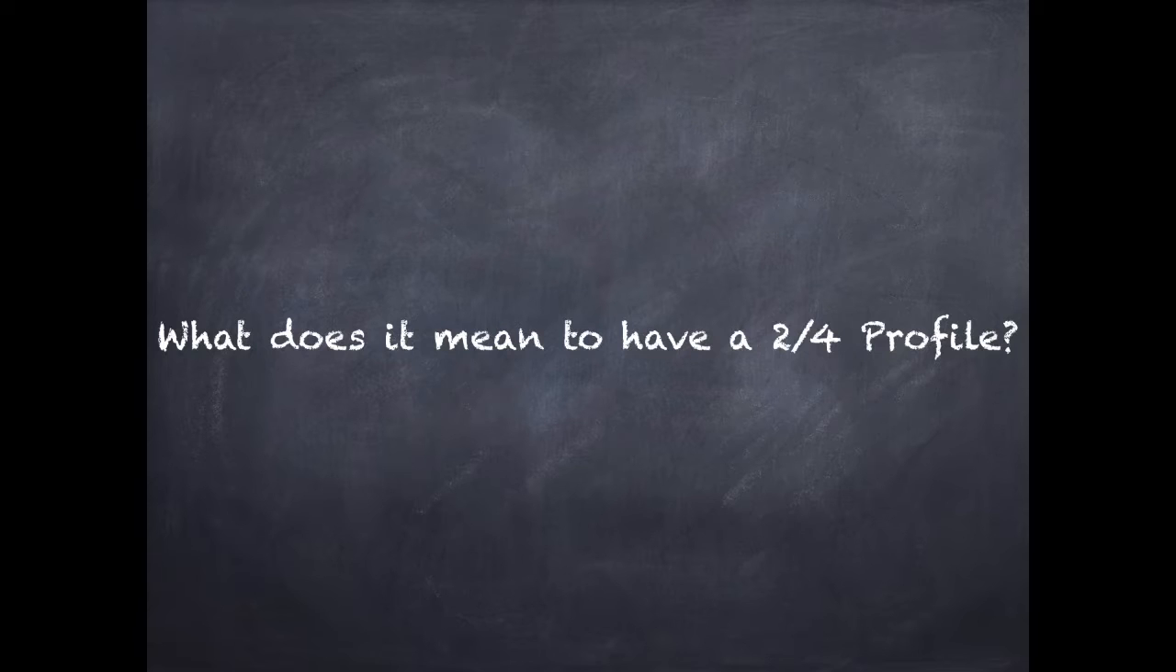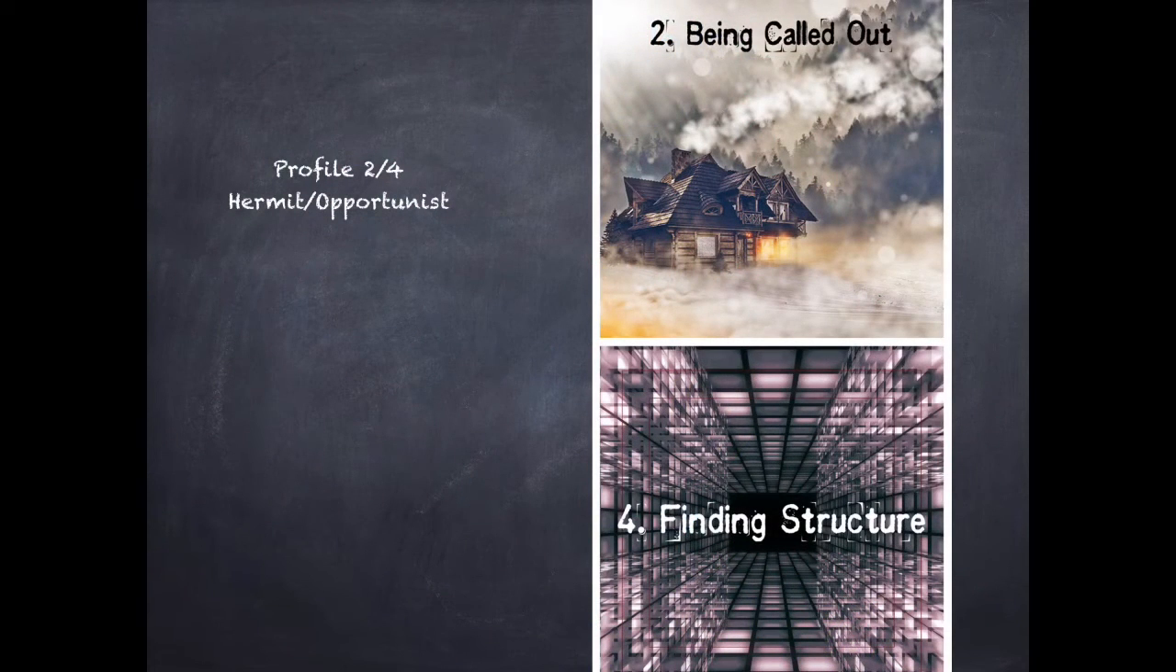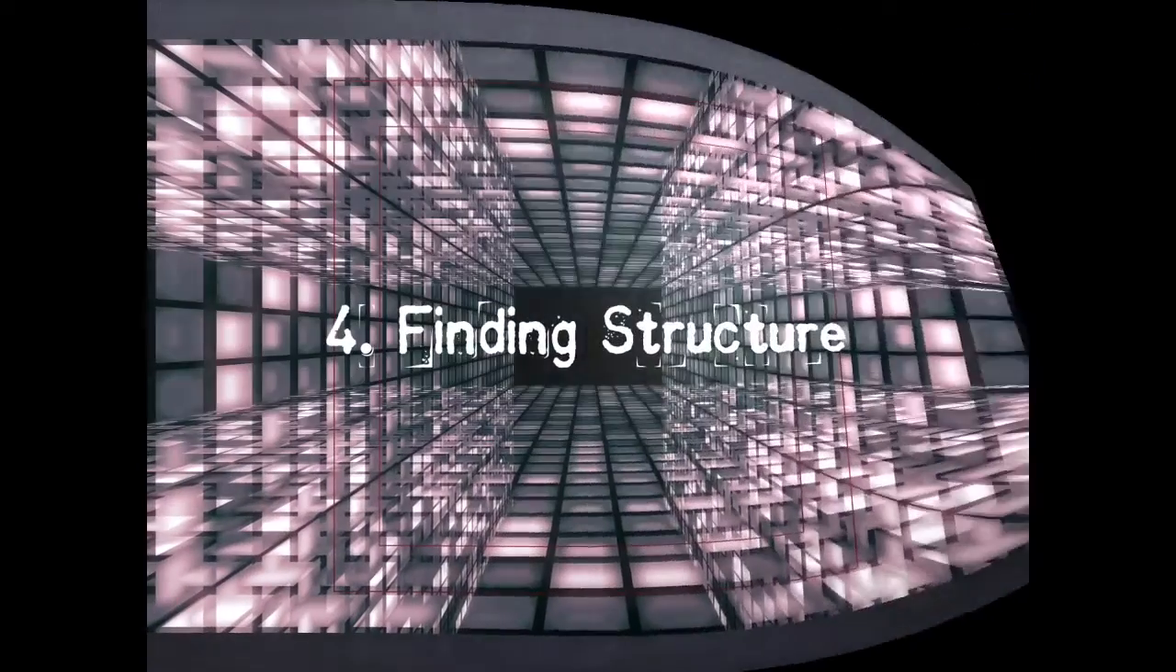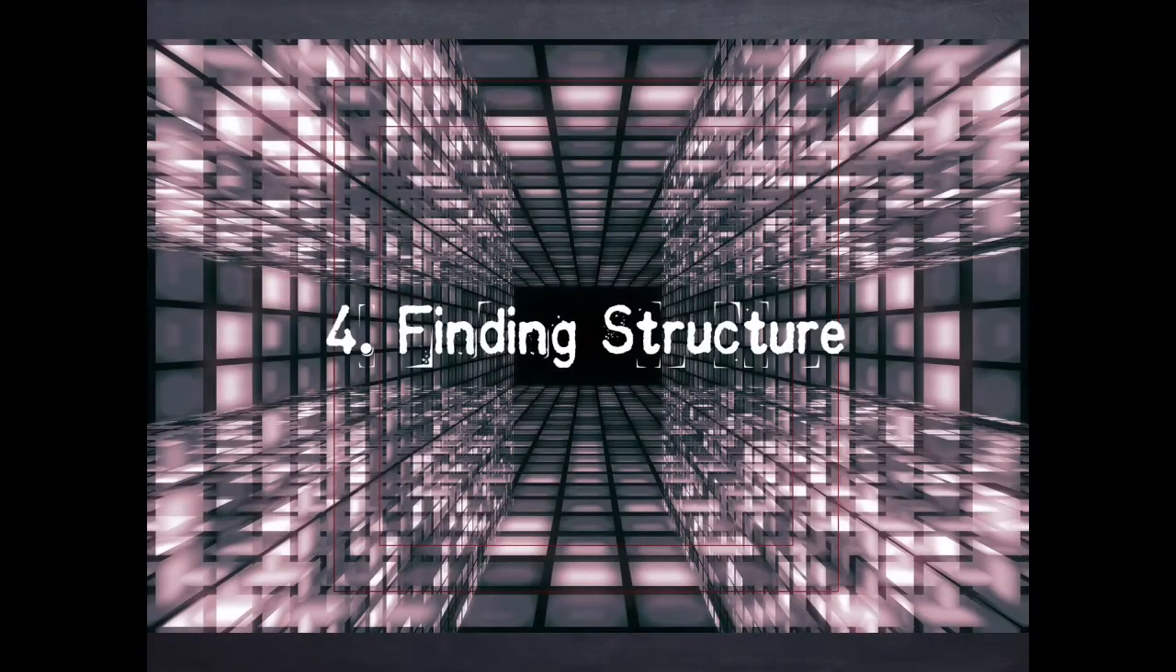So what does it mean to have a 2-4 profile, and how does it affect your character? Profile 2-4 is made up of the lines of the hermit and also the opportunist. When someone has a second line in their profile, that's someone who likes to be alone and can sometimes be shy. And when it's combined with the line 4, this can be someone who likes to go into hiding until their friend network calls them out into an opportunity.